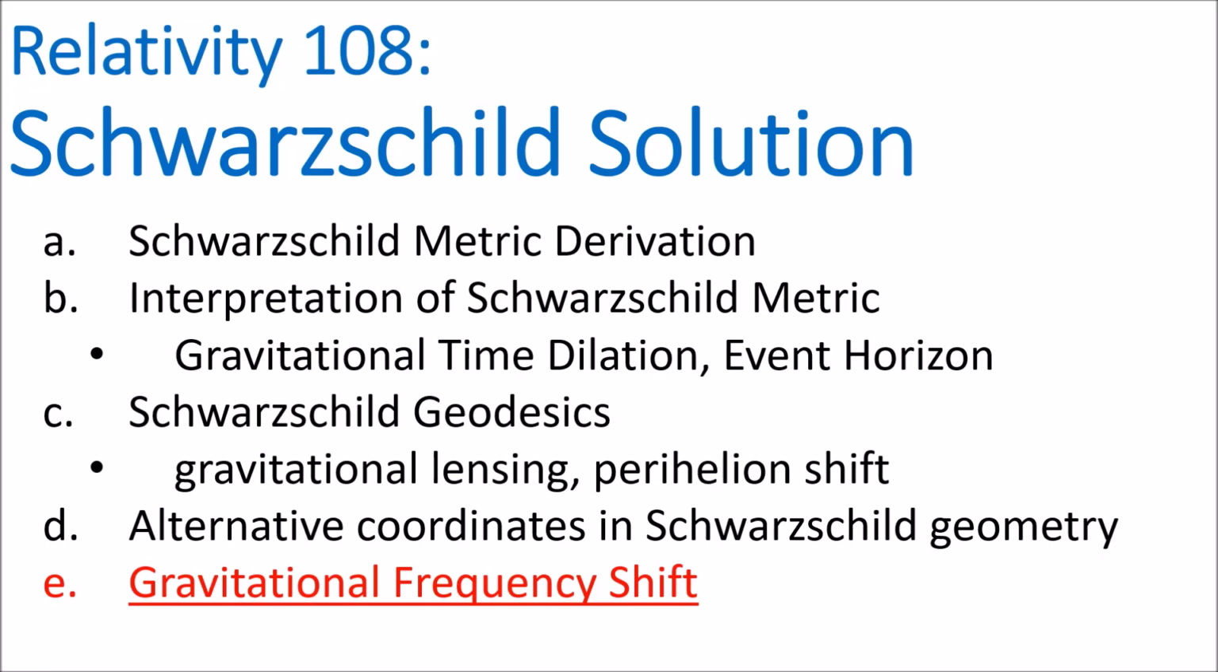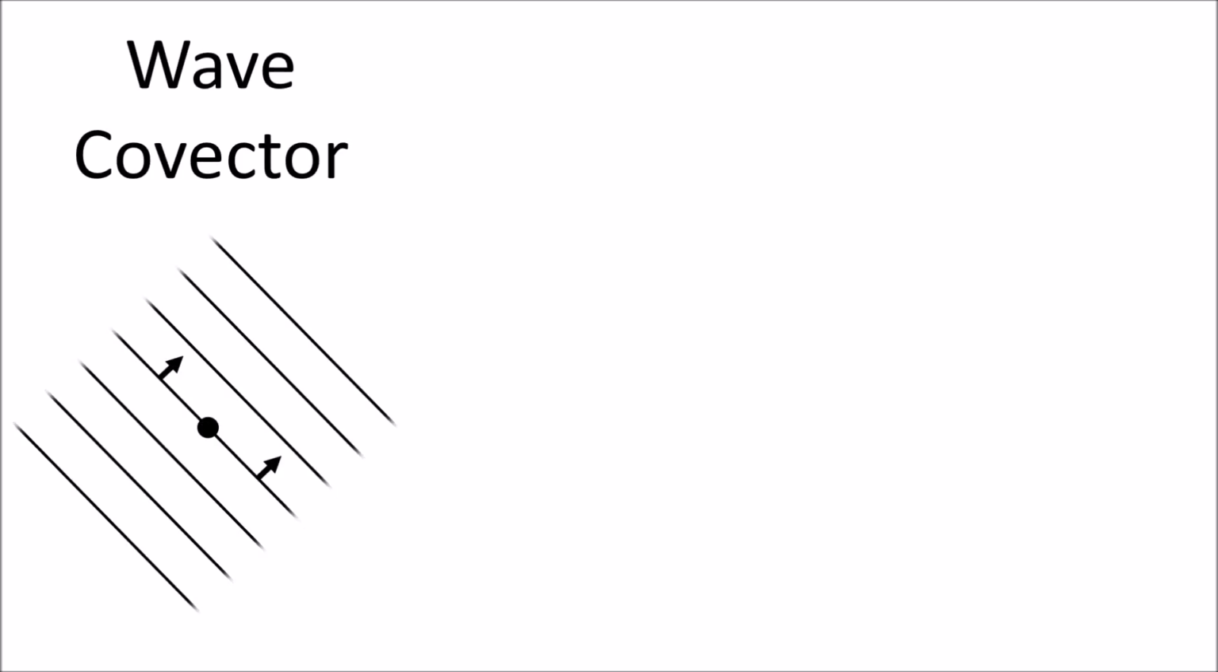In this video, we're going to discuss how gravity can shift the frequency of light in general relativity due to the presence of a spherical mass, described by the Schwarzschild metric. This frequency shift ends up being similar to the Doppler effect that we saw in special relativity in an earlier video. The method I'm going to use to derive gravitational frequency shift in this video uses the wave covector.